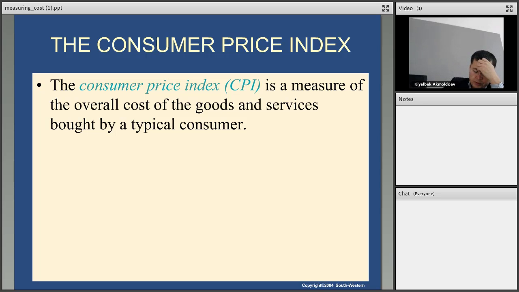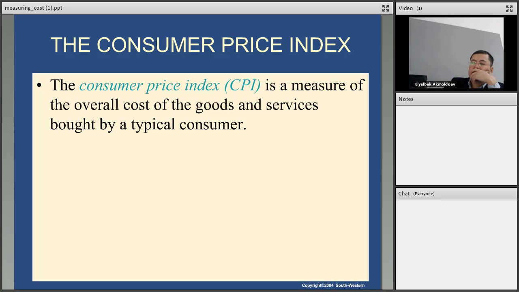We also, as you remember, calculated inflation with the GDP deflator. So what was the formula of the GDP deflator? Nominal GDP divided by real GDP multiplied by 100. Here we also talked about inflation.